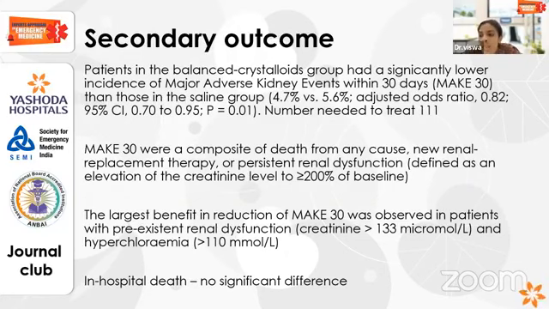Again, MAKE30 was a composite of death from any cause, new renal replacement therapy, or persistent renal dysfunction. The largest benefit in reduction of MAKE was observed in patients with pre-existing renal conditions or with hyperchloremia. In-hospital death was 1.4% in balanced crystalloids versus 1.6% in the saline group. There was no significant difference in the in-hospital death of these patients.